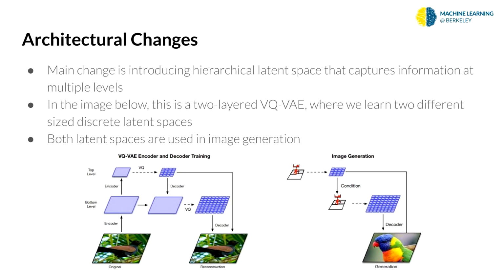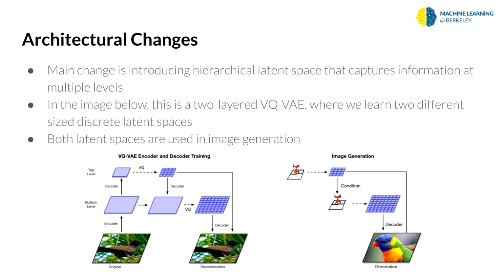Okay, cool. So what is VQ-VAE2? Essentially, it's just a couple of architectural changes that allow VQ-VAE to learn better representations. The primary change they introduced was the idea of hierarchy. Specifically, they introduced a hierarchical latent space that captures information at multiple levels, not just one latent space.